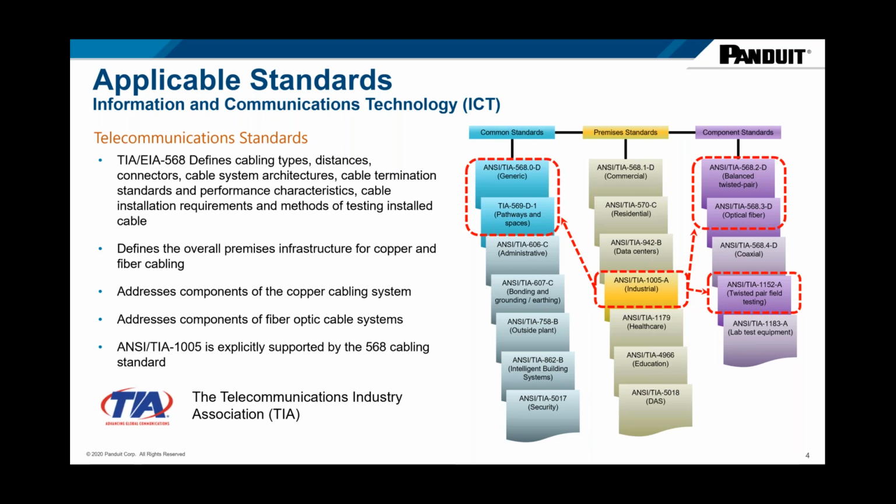TIA provides information you're probably familiar with, such as the 100-meter distance limitation on copper, 328 feet. It's part of the common standard, which is 568C. This standard also recognizes the component connector design and performance, things you may also be familiar with, Cat5e and Cat6 and Cat6a, and the fiber optic connectors.